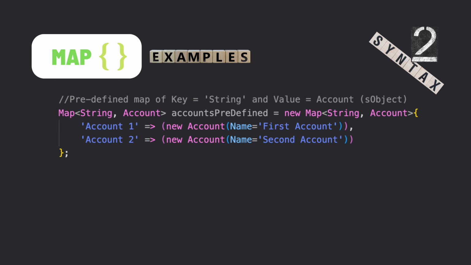Next, we have an example of how to have sObject as a predefined value in a map. The only thing to keep in mind here is that each new initialization of an sObject must be surrounded by parentheses.